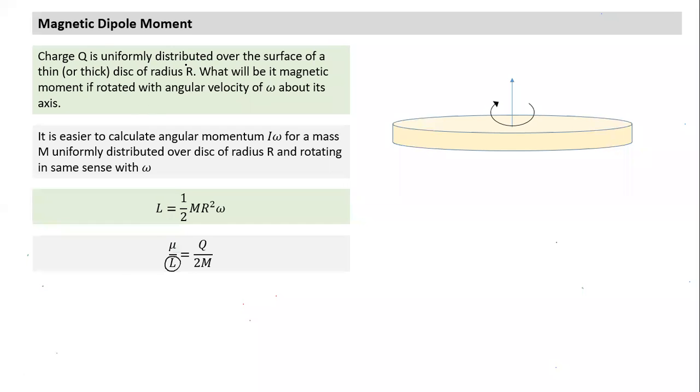Since the charge is distributed uniformly over the surface of a thin disk, we take mass m distributed uniformly over a disk of radius r, same radius. And then we can calculate L, and we substitute L here, and easily we can find it. And to remember the formula also, this term is dependent on charge, this term is dependent on mass. So quite logically, the charge term comes in the numerator, and the mass term comes in the denominator. Okay, this is how we can find it.